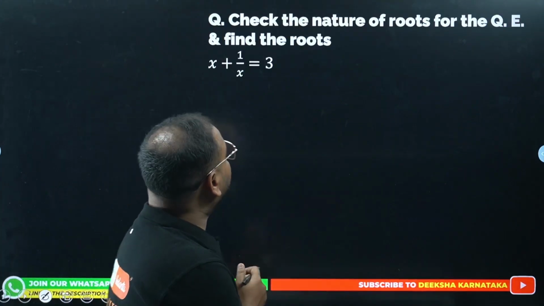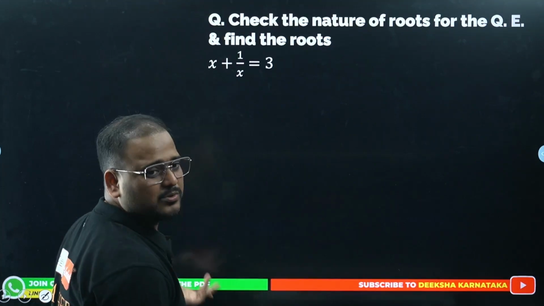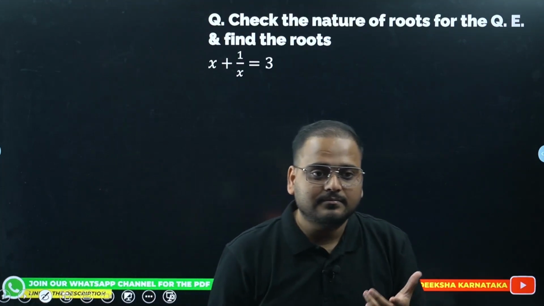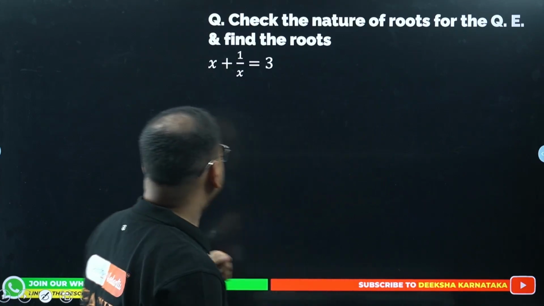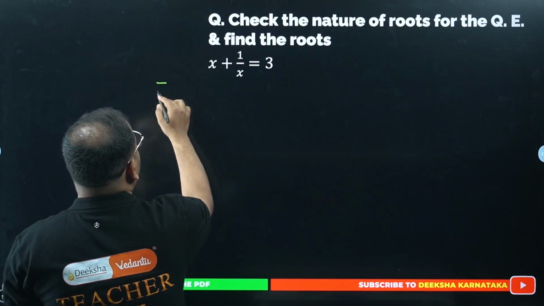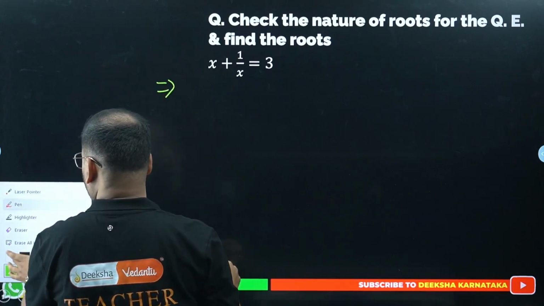Check the nature of roots for the quadratic equation, this, and find the roots. So we will solve it. We will first find the nature of roots and then find the roots also using the formula method. Let's see. So quickly, we'll move on to these questions.